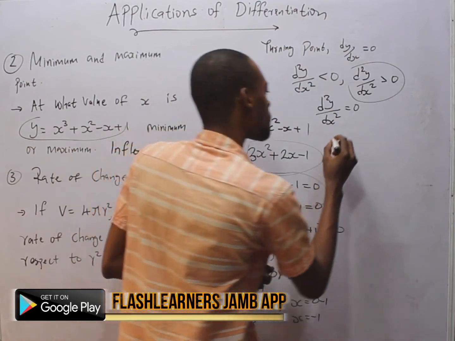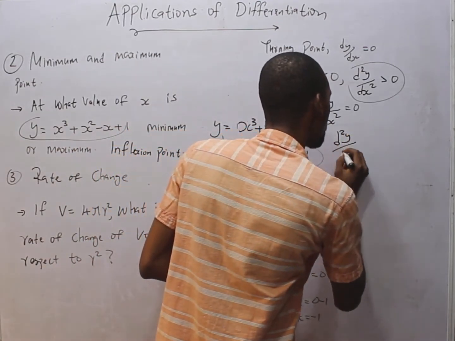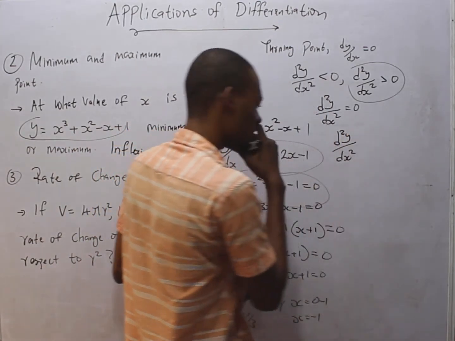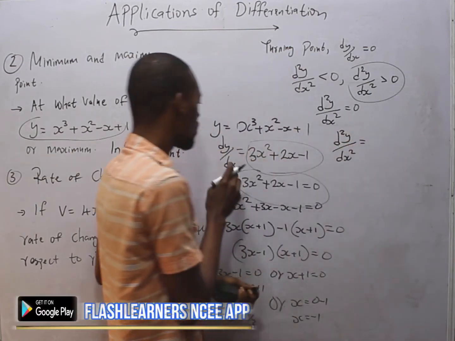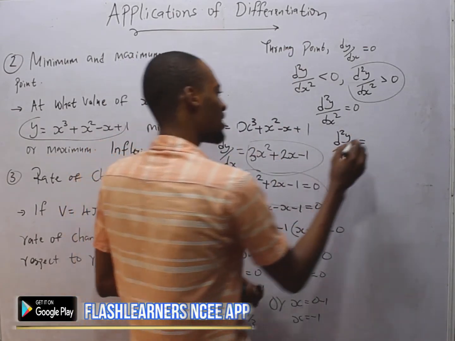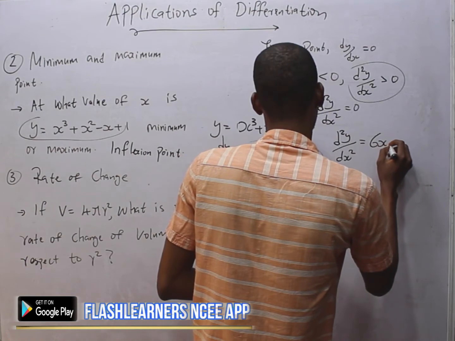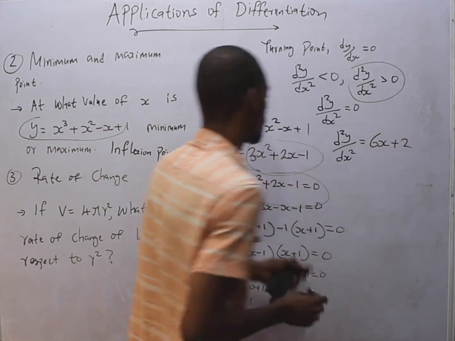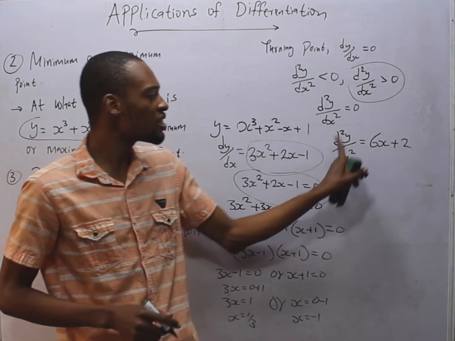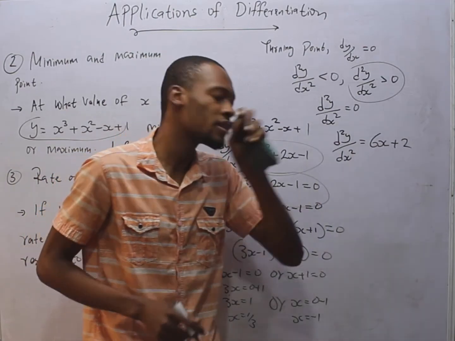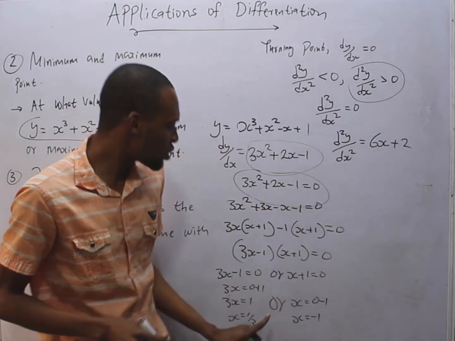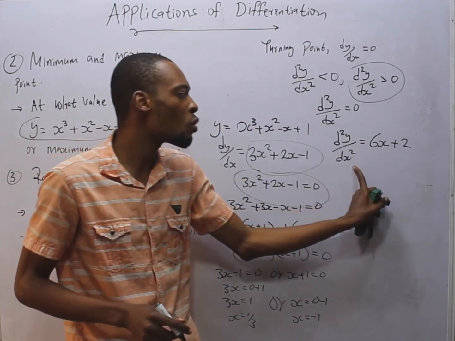You look for d squared y over ds squared. When you differentiate this, you get 6s plus 2. Differentiating a constant gives 0. So this is d squared y over ds squared. Substitute these values into d squared y over ds squared.